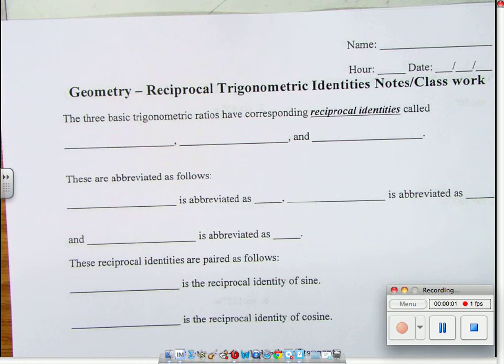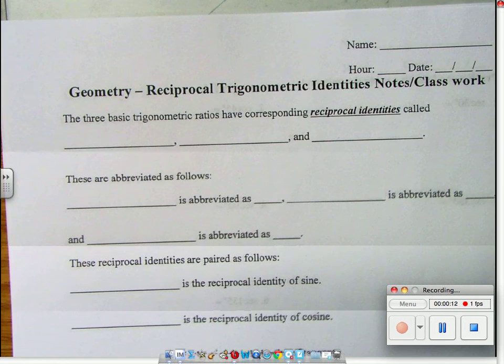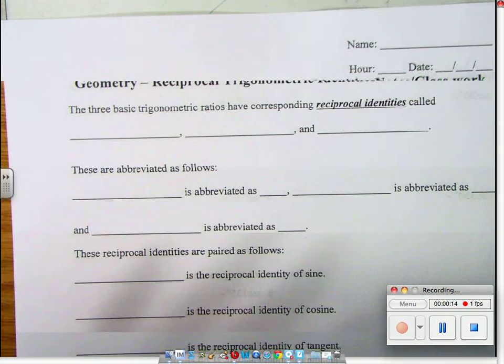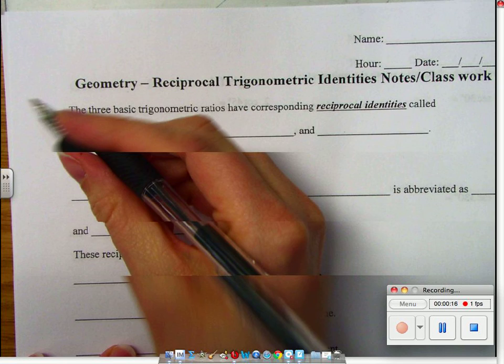Ladies and gentlemen, we are looking at reciprocal trig identities. So we've talked about, with the unit circle, cosine, sine, tangent. Now we're going to talk about these new three, so please make sure you write them down.